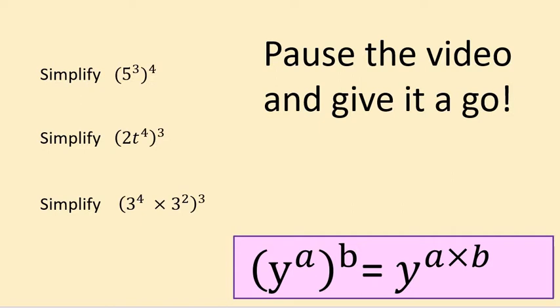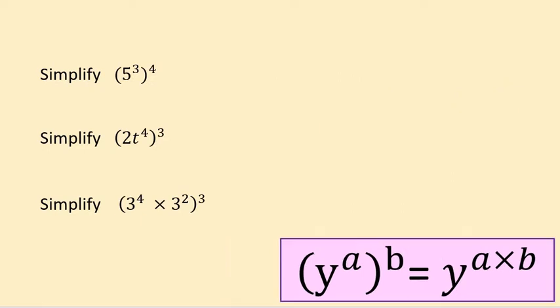Okay, hopefully you had a chance to have a little think about those, and now I'm going to go through the answers. So the first one, I'm just going to put it in there. We've got y is going to be 5, that 3 is a, and that 4 is b, so it's going to be equal to 5 to the 3 times by 4. And that's one we did before. 3 times 4 is 12, so 5 to the 12.